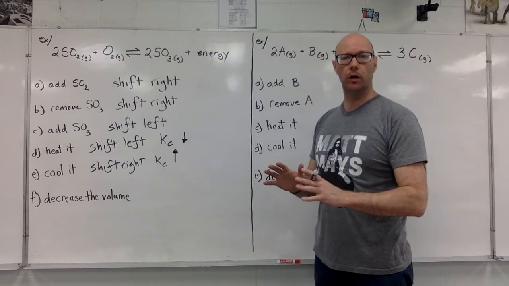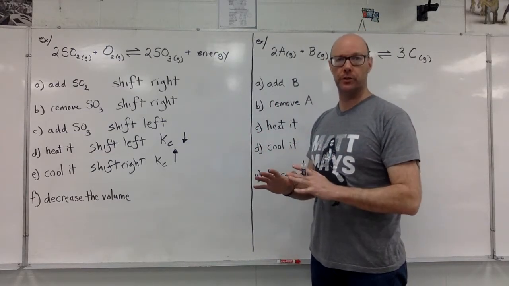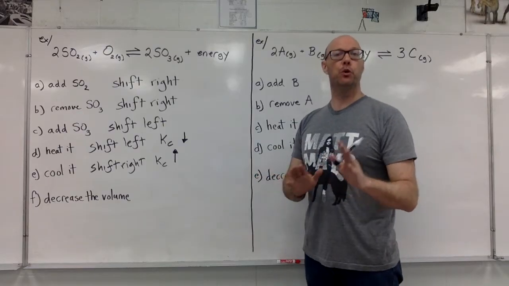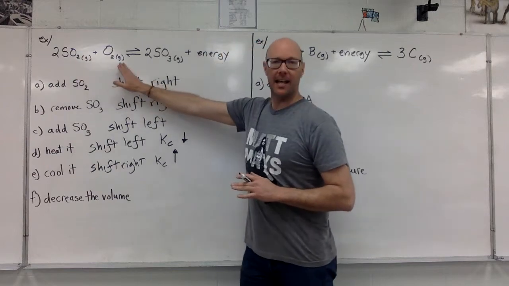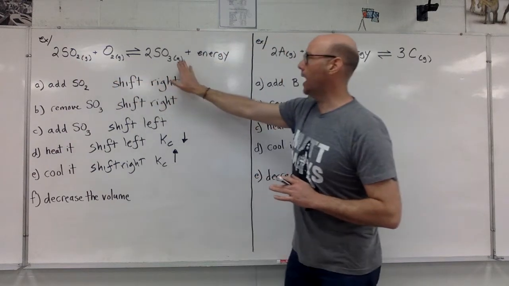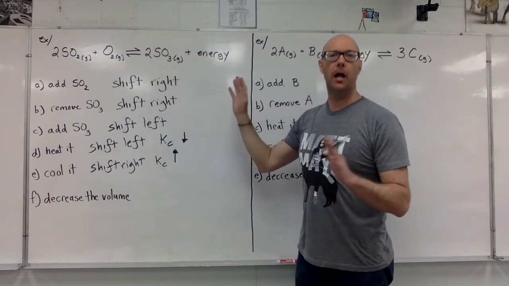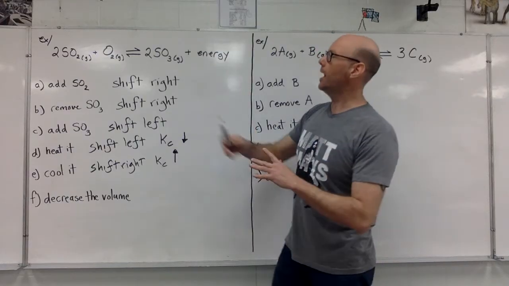If we decrease the volume, which means increase the pressure, okay, what we want is a shift towards the side with fewer gas molecules. That's a little bit different from fewer total number of gases. Okay? Here there's 2 different gases on the reactant side and 1 gas on the product side, but it's a little bit more involved than that.